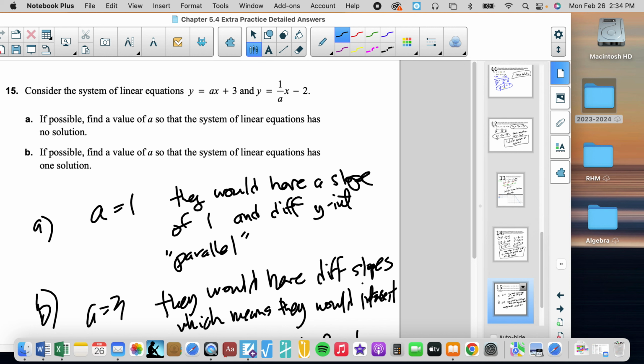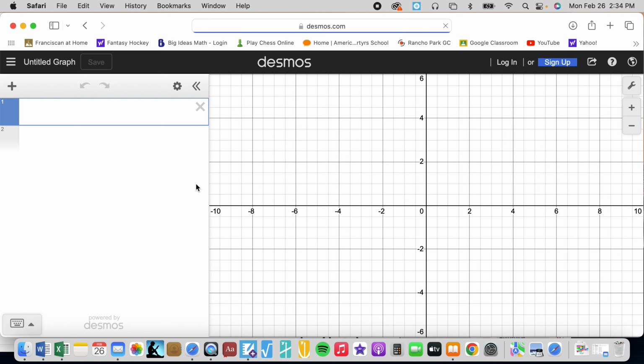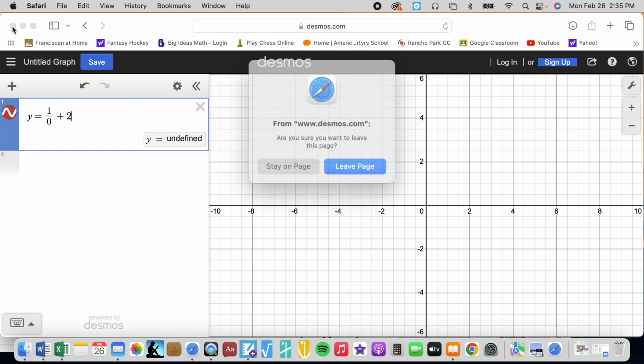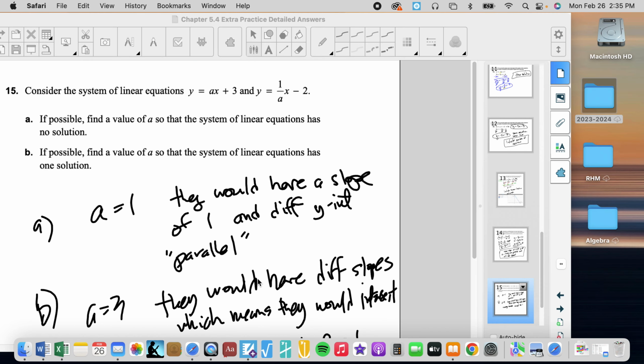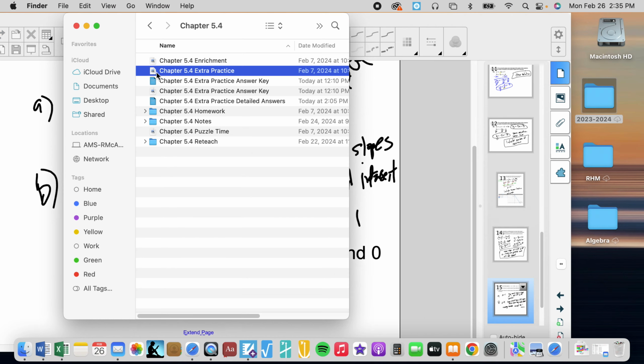Let's go back to Desmos. I don't think, yeah, 0 is an interesting one. Desmos, I think this is the last problem here anyway. Y equals 1 over 0 plus 2, yeah, undefined. I don't think 0 works. So 0 doesn't work. We'll say for 1 and 0. We'll put it there.